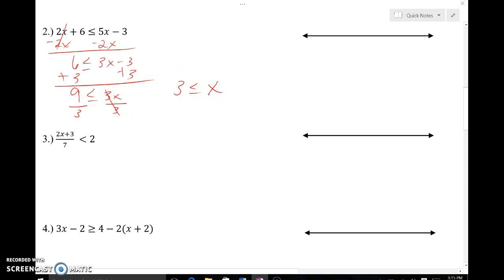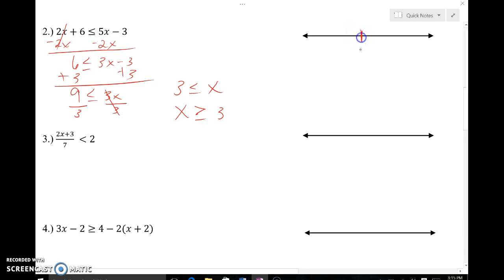Now some people are okay with their answer looking like this. Others would prefer to have the variable on the left side. If you do that, you're going to need to bring the symbol with it. So that will be x is greater than or equal to 3. Notice the alligator mouth, it was biting the x to begin with, so it should still be biting the x when I swap the sides. Alright, so that says x is greater than or equal to 3.